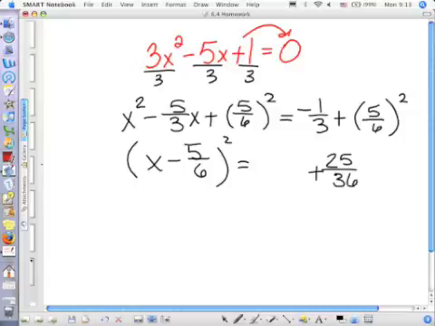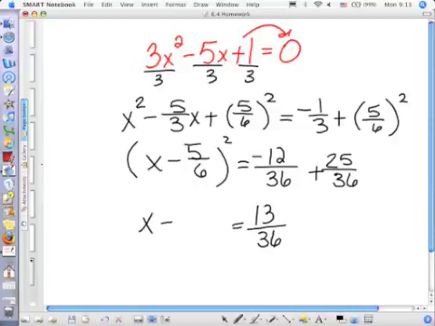Now I'm going to be adding this to negative 1/3, but I need a common denominator. So I'm going to make negative 1/3 something over 36. What's that going to become? Negative 12/36. And what's negative 12 plus 25? 13/36 is equal to this expression. Now I'm ready to do what? Take the square root of both sides, simplify, bring your 5/6 over.